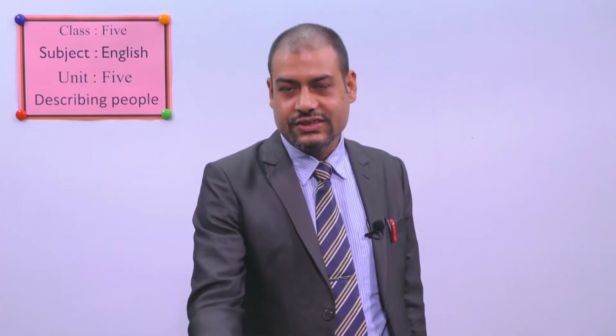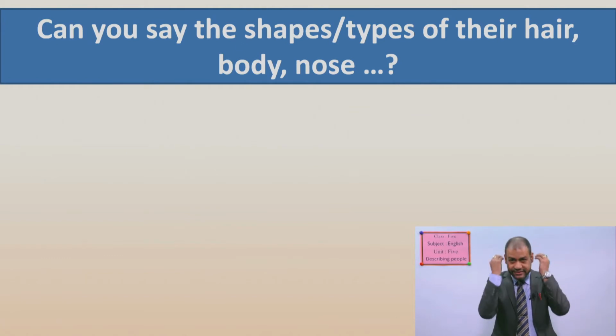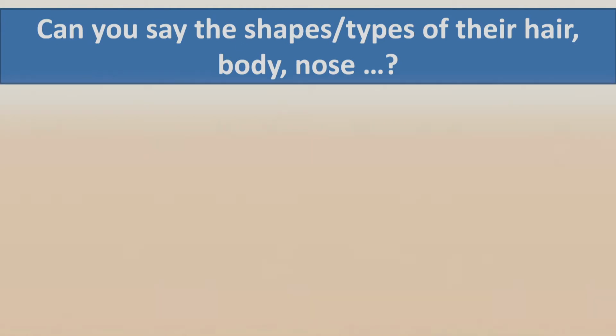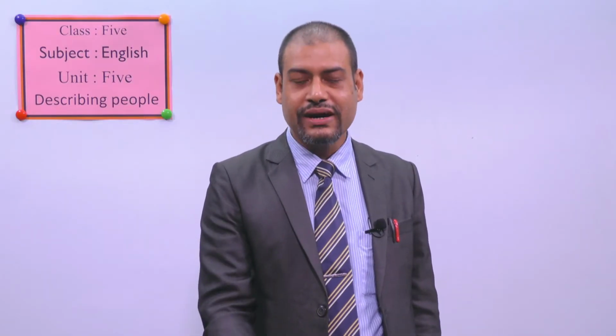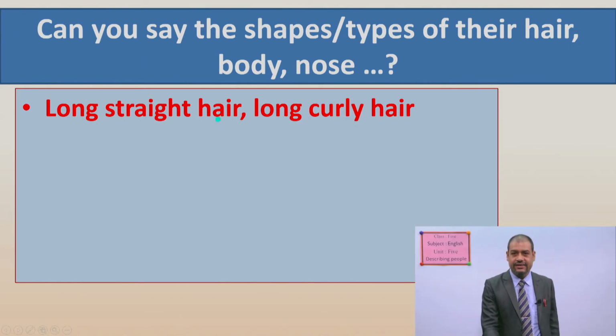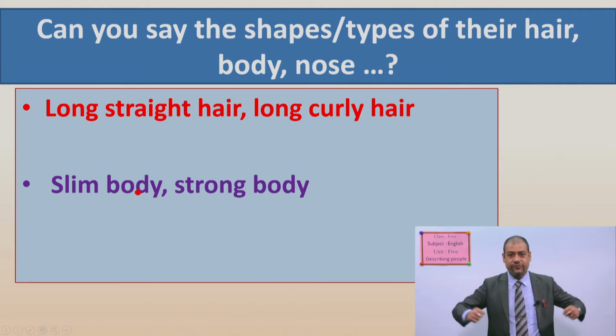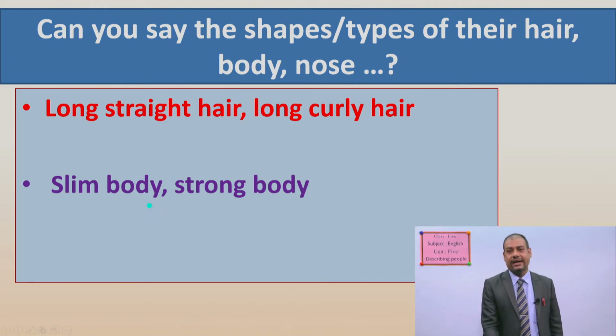Now you can check your guess whether you are right or wrong. Can you say the shapes or types of their hair, body, nose? I have shown you two pictures of a girl and a man. And I have asked you questions about their hairstyle, nose, eyes, so you can check. You might have thought of these answers. See, the girl has long straight hair and the man has long curly hair, isn't it? Now another, see, the girl has a slim body. She is not fat. She is thin, okay? Slim body. And if you look at that picture, you can find that the man has a strong body, okay?